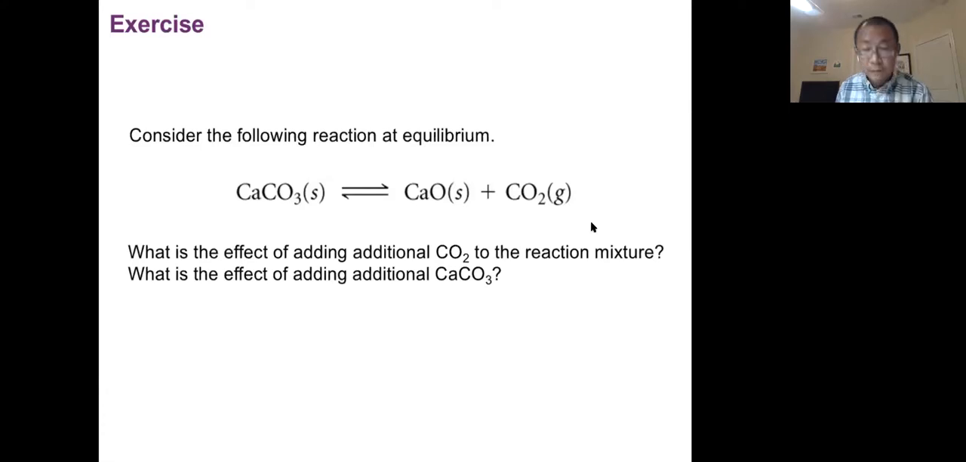I'll ask some of you to answer this question. What is the effect of adding CO2 to the equilibrium?